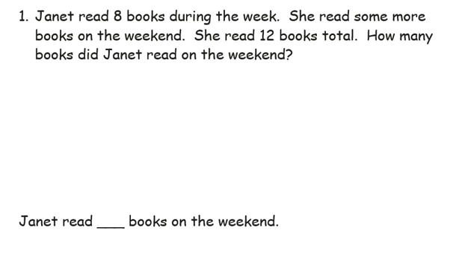I'm going to start by showing the total number of books that Janet read, and that's 12. I'll show those books using circles, and I'm going to put those circles in groups of 5 so I can count them faster. So let's start with a group of 5, and another group of 5 is 10, and 2 more shows me the 12 books that she read altogether.